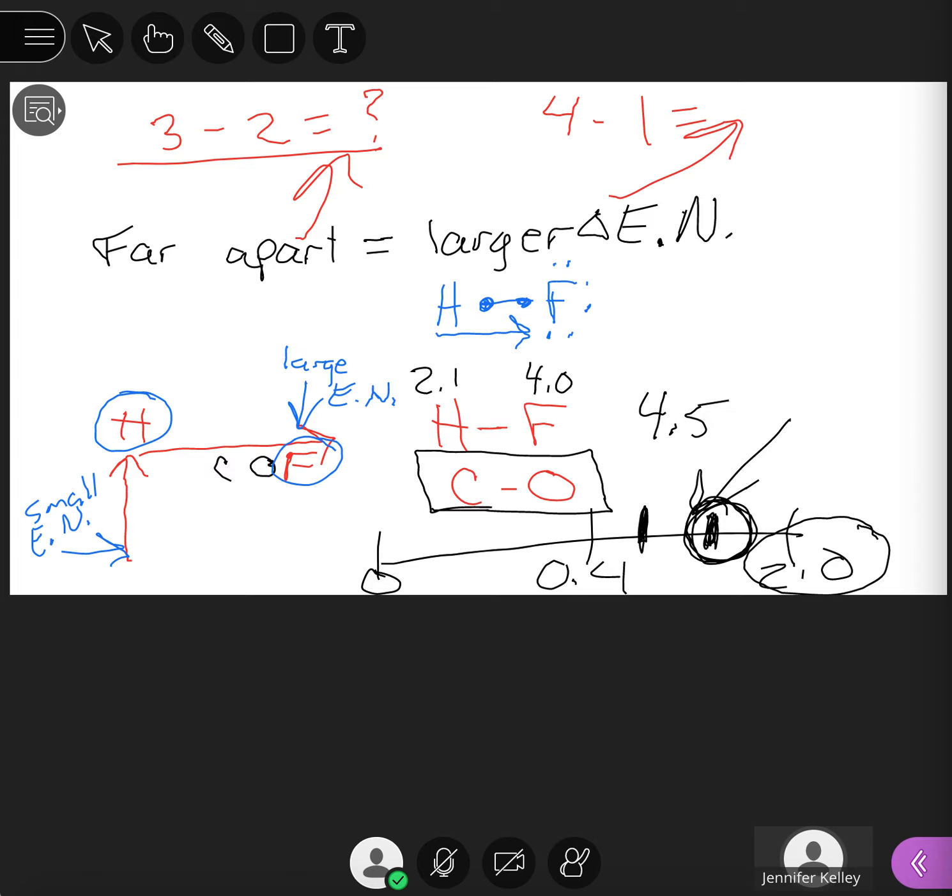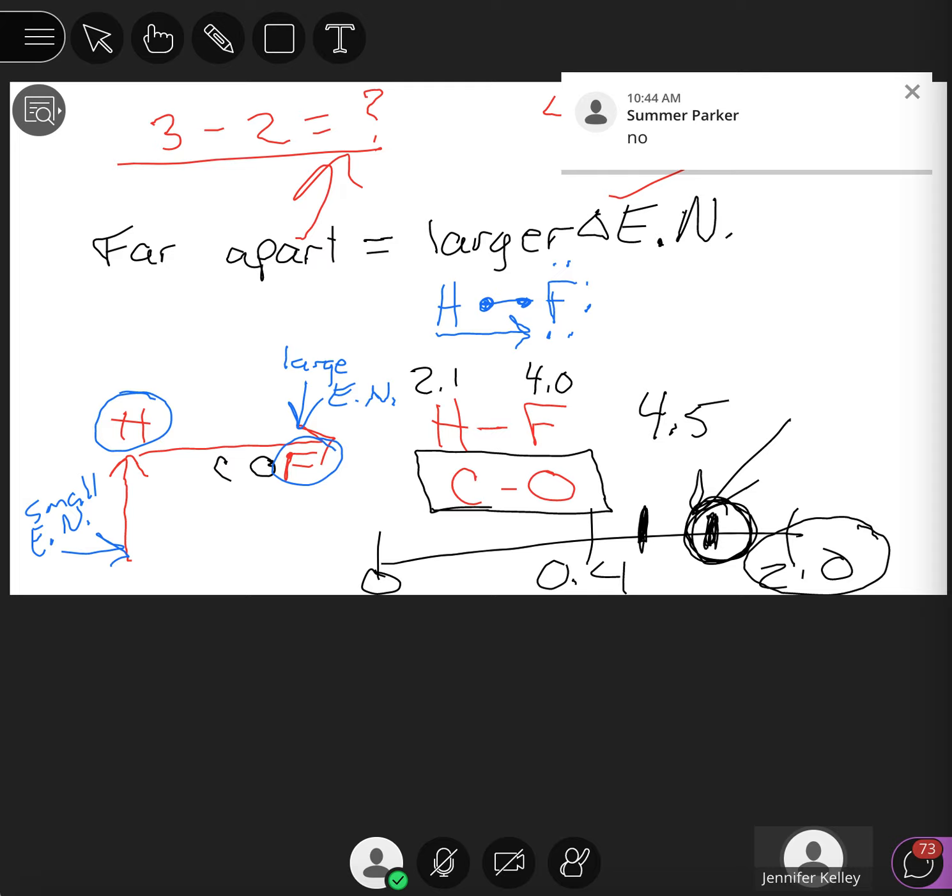So to look at boron and hydrogen, anybody need a second on this page? No? Okay. All right.